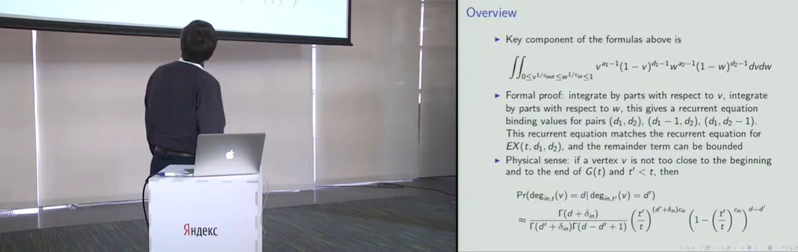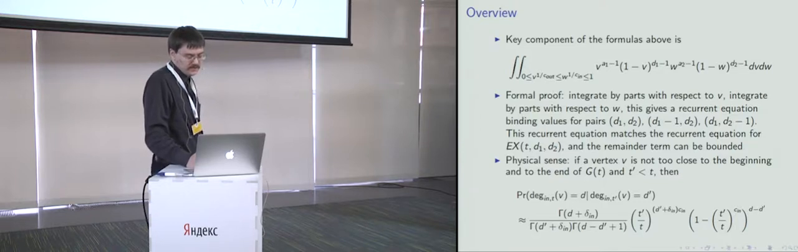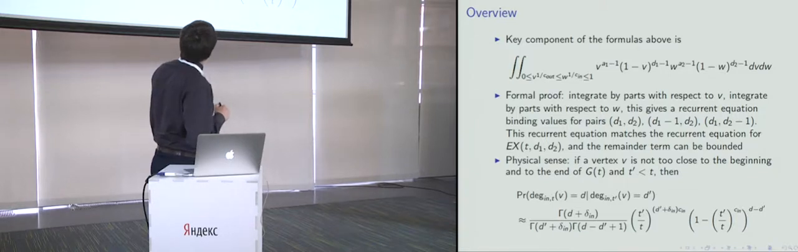The key component of the formulas is this double integral. The formal proof uses the same idea as the previous part: just create a recurrent equation, accurately find the main term and accurately bound the remainder term. The recurrent equation gives some recurrent equations for the coefficient using values for these three pairs.